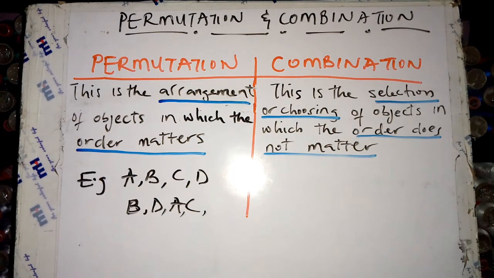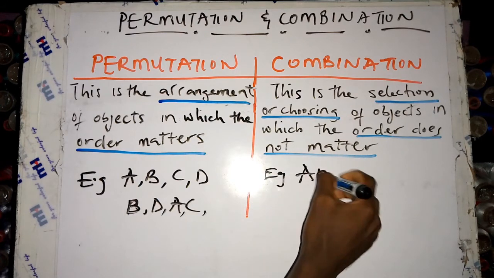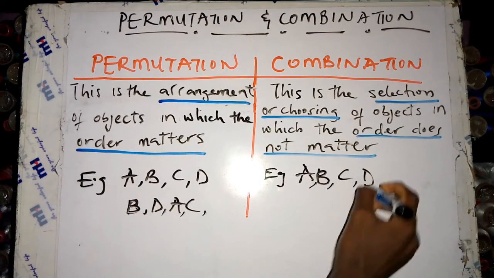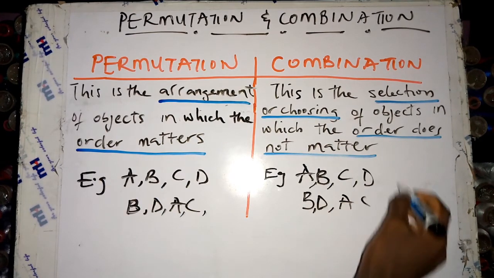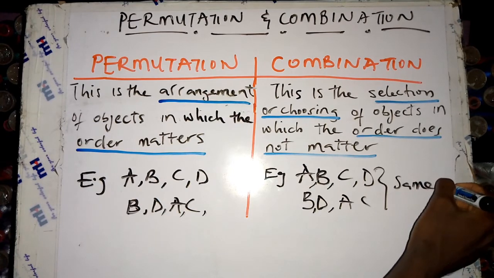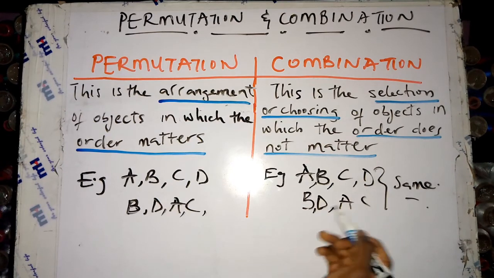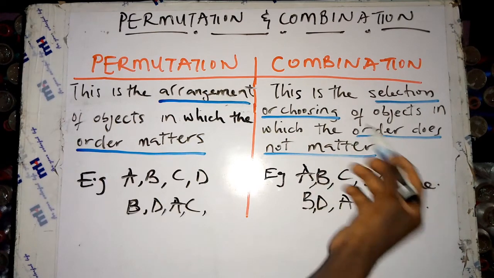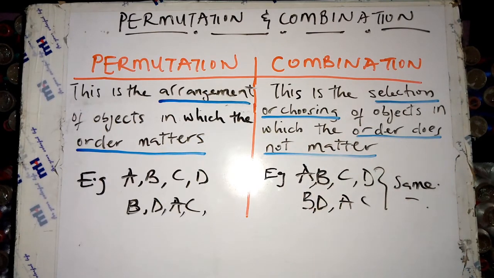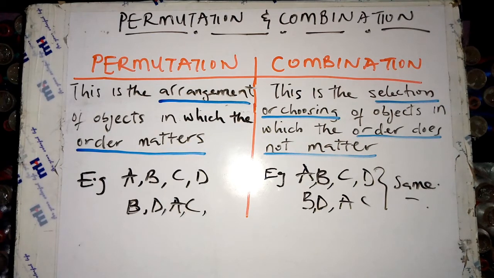So that's for permutation. But if we have the same thing under combination, where we have A, B, C, D and B, D, A, C, now these two are the same, because you can see that this is A, B, C, D, and this is also A, B, C, D, but the order in which the two are written is different. But look, it's combination, so the order does not matter. So that is another difference between permutation and combination. I hope this is clear.